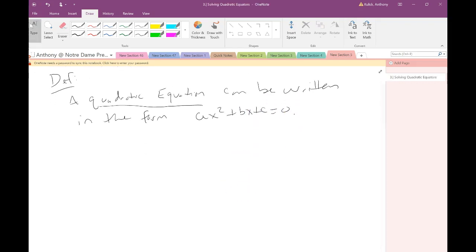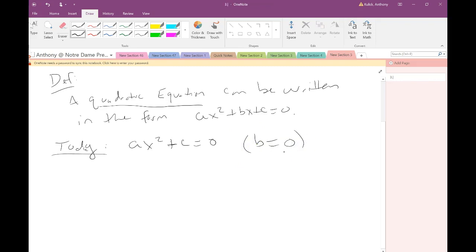Now, today, we're only going to focus on a special situation where we're having quadratic equations in this form, i.e. where the b term is 0. This is a special case where things are a little bit simpler. As we work outward from this case, we'll look at other situations where we do include this b term, and things get a little bit more complicated, but this is a good starting place.